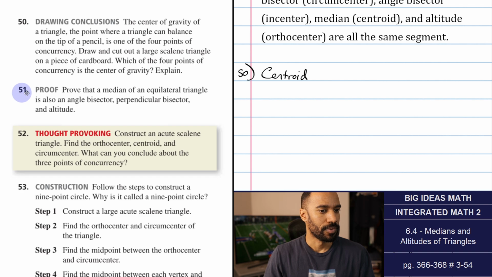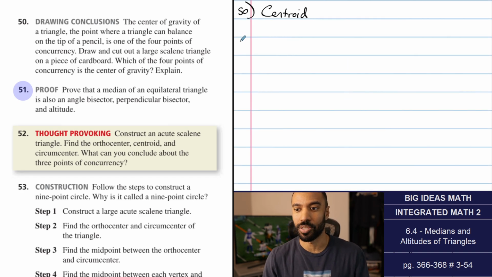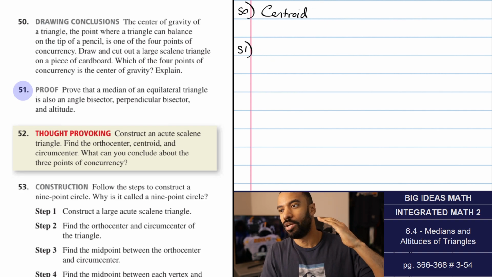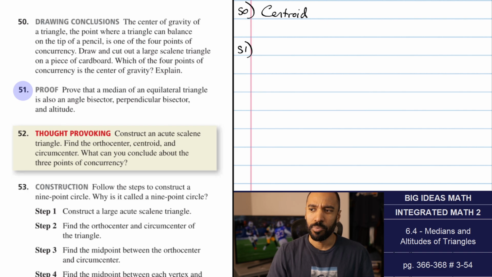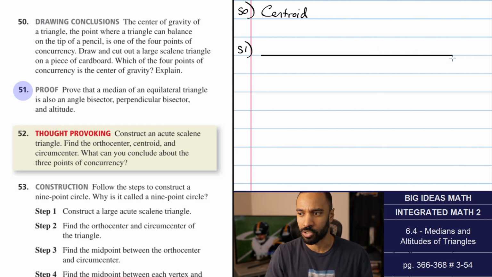Number 51. Prove that a median of an equilateral triangle is also an angle bisector, perpendicular bisector, and altitude. I guess we were getting to this at some point, and now we have to. So this could be a long proof because you have to prove all 3 parts. Maybe we get to all at the same time. It's obviously a CPCTC triangle bit, but it's more so that you get more out of it. So I don't know. There's a lot we have to do.